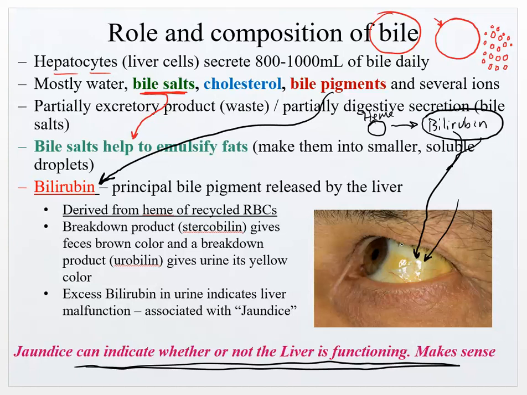In premature infants, they turn yellow, they become jaundiced. And that's because their liver doesn't work yet. It hasn't fully developed, so it's not fully functional, so that bilirubin builds up in an infant. Okay.